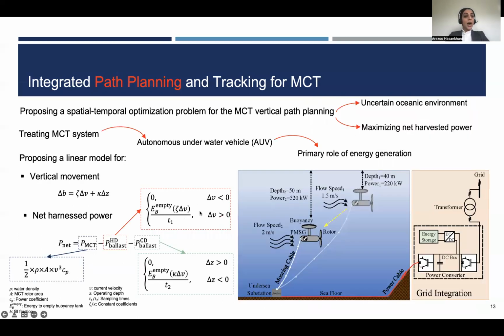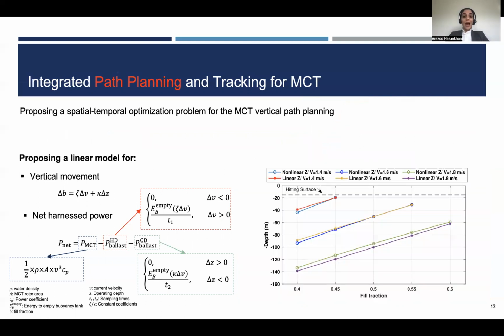Okay. I now want to discuss the path planning problem. The path planning problem is formulated as a spatio-temporal optimization problem, which wants to maximize the harvested power from the system and also consider the uncertain oceanic environment. In this problem, the MCT is treated as an autonomous underwater vehicle with a primary role of energy generation. So we should calculate the harvested power from the system.